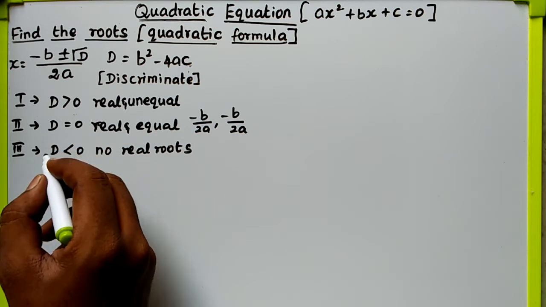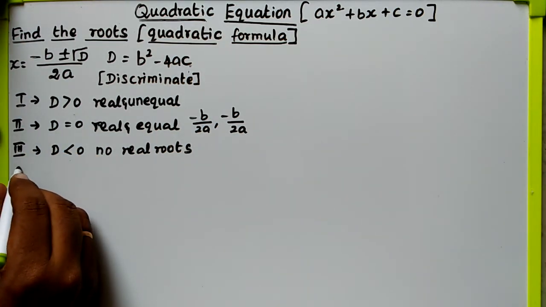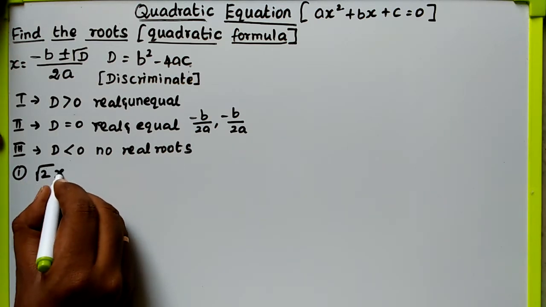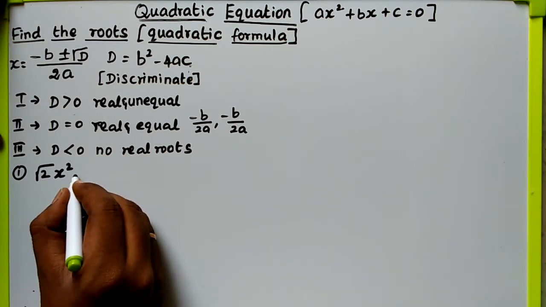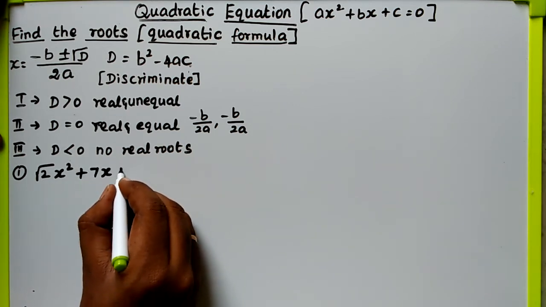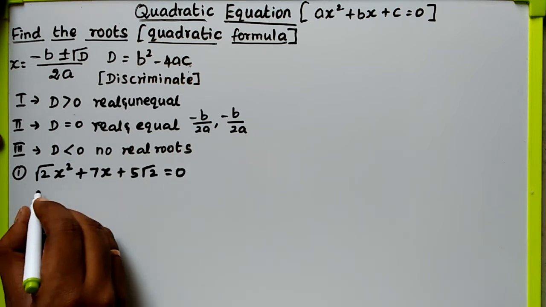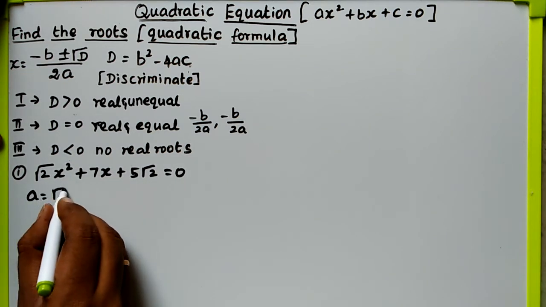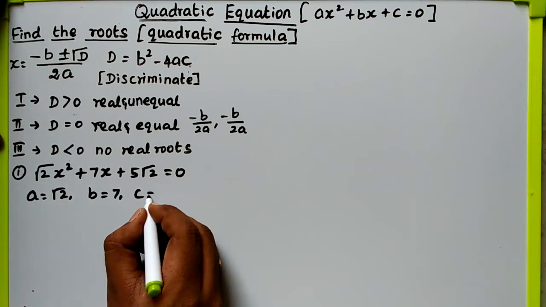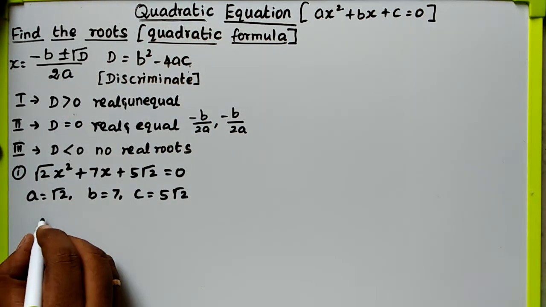So for each and every case we will solve one sum. For case 1: root 2 x square plus 7x plus 5 root 2 equals 0. So the value of a is root 2, the value of b is 7, and the value of c is 5 root 2. First we will find the discriminant.